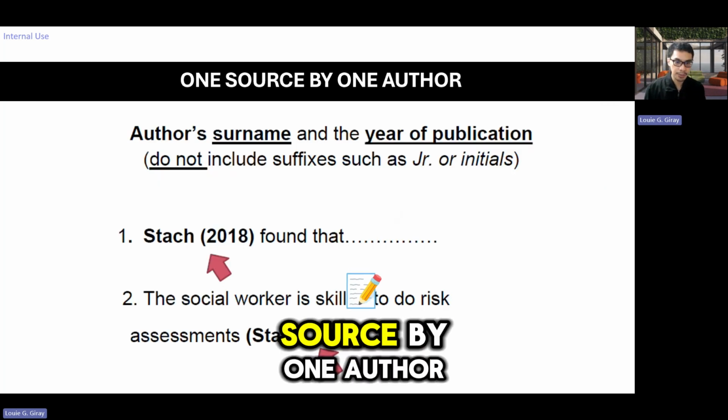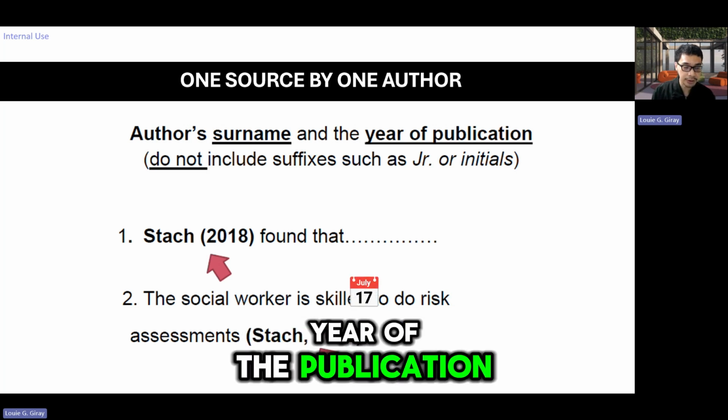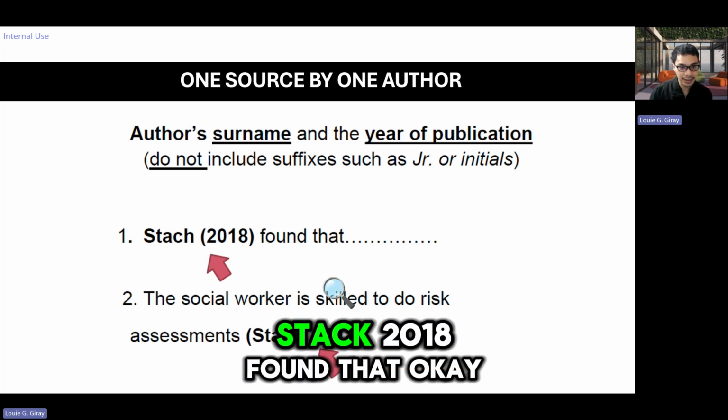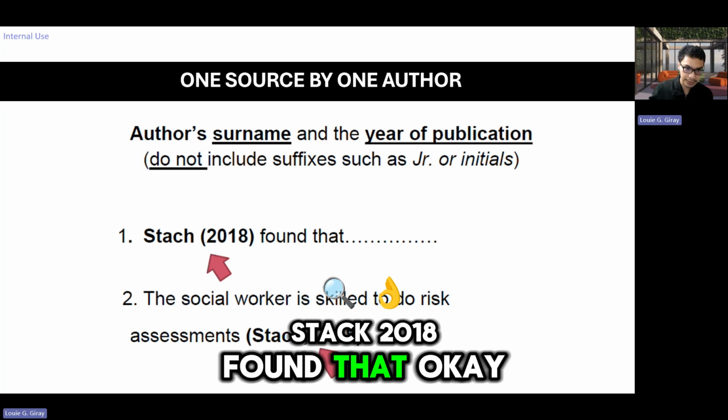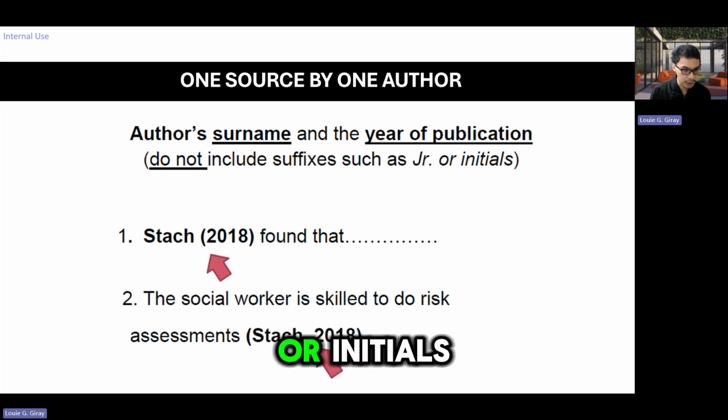Start off with one source by one author. This is how you do it. Author's name and the year of the publication. Such as this, Stack 2018 found that. Okay. Do not include suffixes like junior or initials.